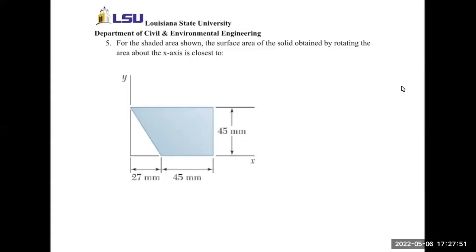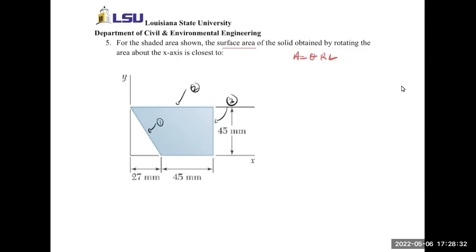Problem number 5 says, for the shaded area shown, the surface area of the solid obtained by rotating the area about the x-axis is closest to? So for this problem, we're asked to find the surface area. We know that the equation for surface area is equal to theta r L. In this case, theta is in radians. Since this part is in contact with the x-axis, that's not going to produce any surface area. So we have 3 surface areas right here. There's 1, 2, and 3.